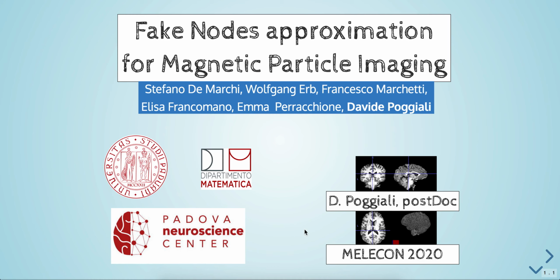My name is Davide Poggiali. I'm a postdoc at the Padova Neuroscience Center, and this is an MRI of my own brain. I ended my master's degree in mathematics and after a PhD in neuroscience, and I'm going to present you a work about fake nodes approximation for magnetic particle imaging. This is a joint work with Stefano De Marchi, Wolfgang Erb, Francesco Marchetti, all from the University of Padova, Elisa Francomano from the University of Palermo, and Emma Perracchione from the University of Genova in Italy.